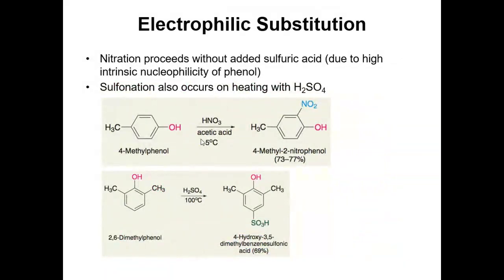Or if you want to do nitration, you just treat phenol with nitric acid. You don't need sulfuric acid. Again, you don't need sulfuric acid. And actually, you need to carefully keep the reaction cool to slow down the reaction, so you don't get the polynitration product or some further complication. And what you see is a nitro group can install on the ring.